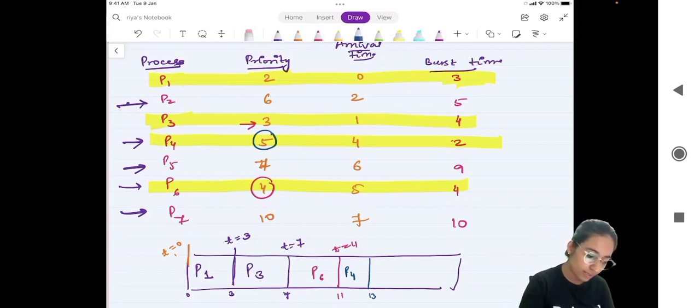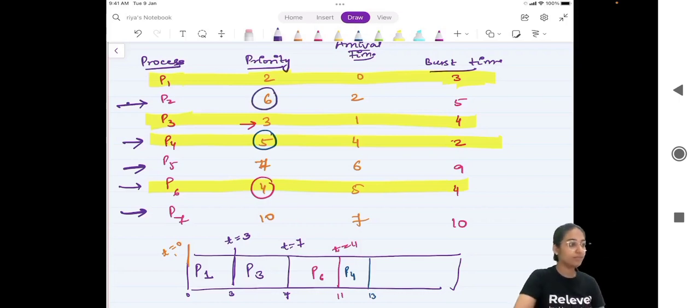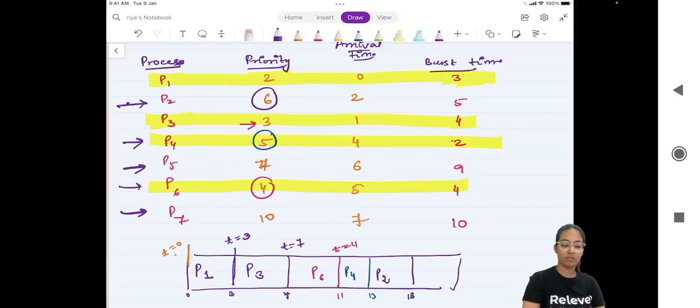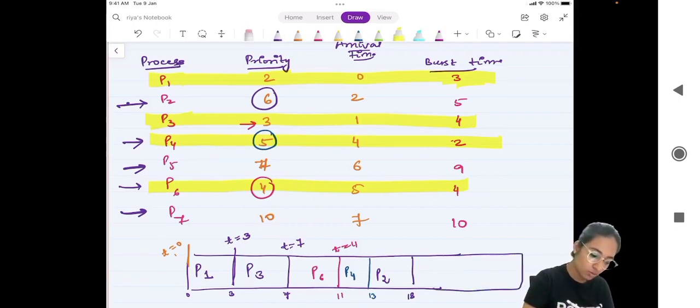Now the next ones that we have are 6, 7 and 10. So P2 is the one with the lowest priority over here. So we will execute P2 with the burst time of 5. So this will come out to be 18 over here. Okay. So this is also done.